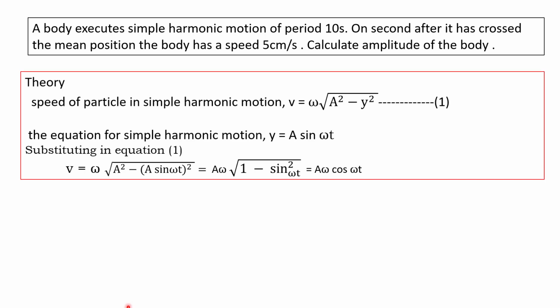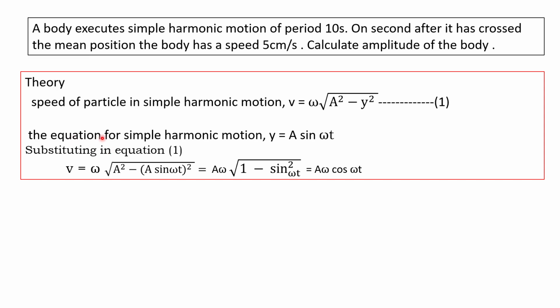The theory we are going to use is the speed of a particle in simple harmonic motion. v is equal to omega root of a square minus y square, where v is velocity, omega is angular velocity, a is amplitude, and y is displacement.